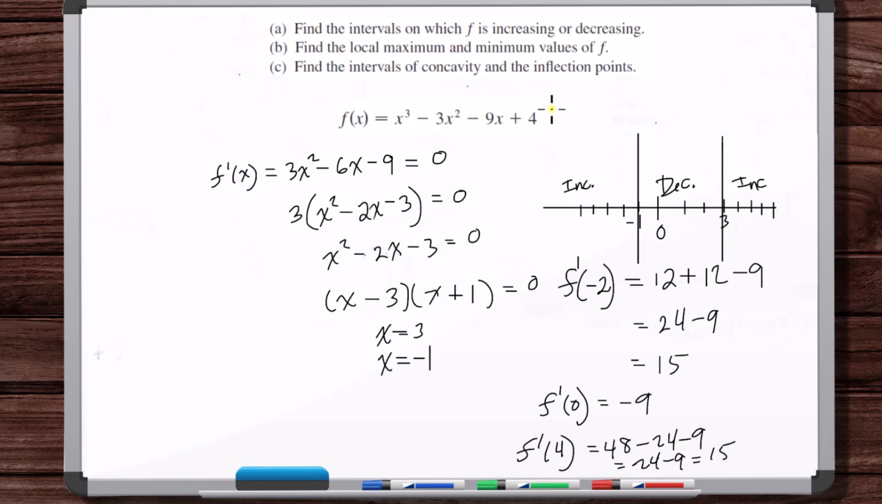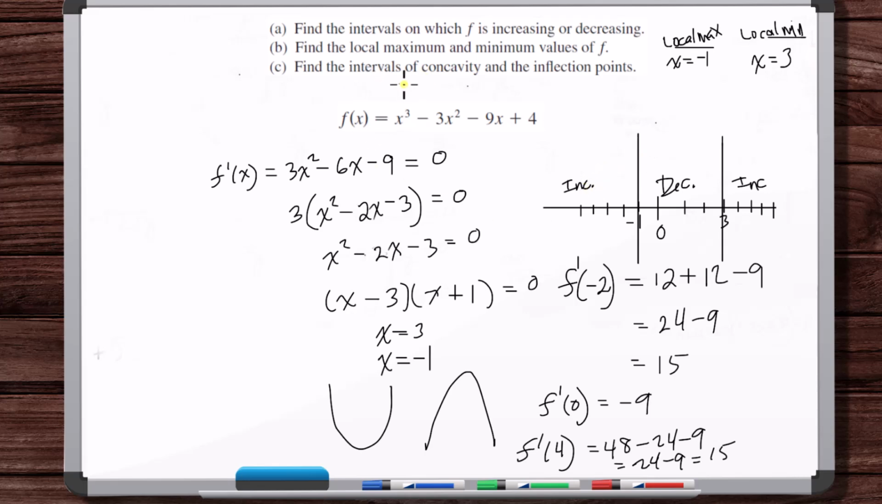What's the first derivative test? At a critical point, does the first derivative change signs? Then it's a local max or min. So there's going to be a local max, and there's going to be a local min. Okay, we go from increasing to decreasing: x equals minus 1 is a local max. Then from decreasing to increasing, x equals 3 is a local min.